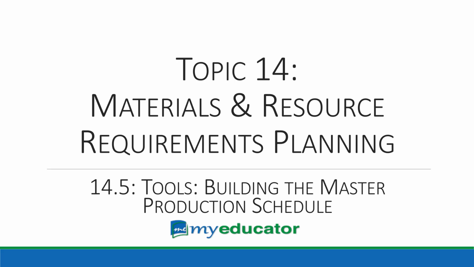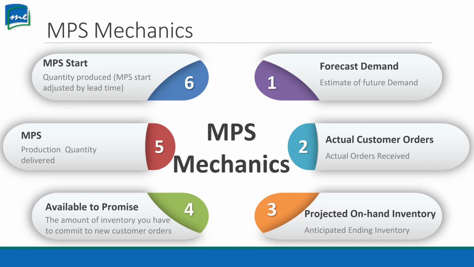So how do we build a master production schedule? Well, it's not as difficult as you think, but it does take a little bit of time and effort. So we need to know some basic things, like our forecasted demand. We need to know actual customer orders because we're going to compare that to demand. We need to project our on-hand inventory. So what are we going to end each time period with?